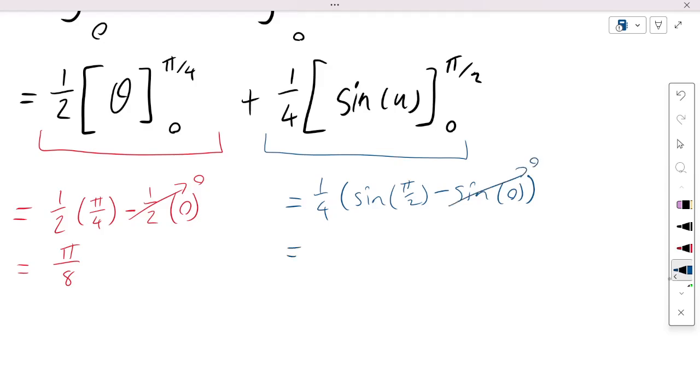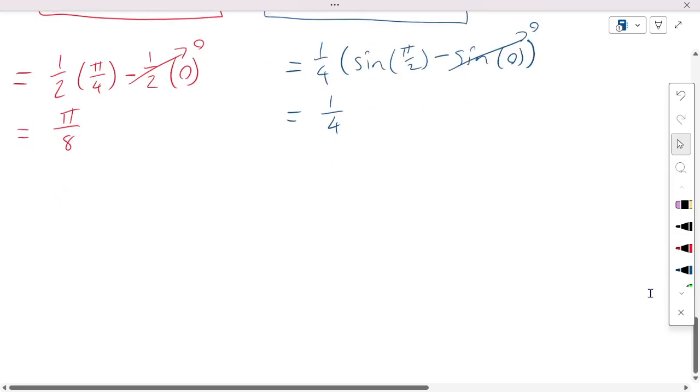So therefore a quarter multiplied by sine of a half, which is just going to be equal to a quarter. Okay, so it's just going to be a quarter, because sine pi over 2 is just equal to 1. Now remember, we're adding them together. Okay, so now we're going to do the following.